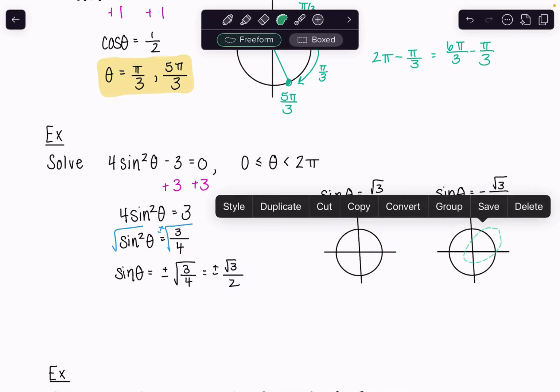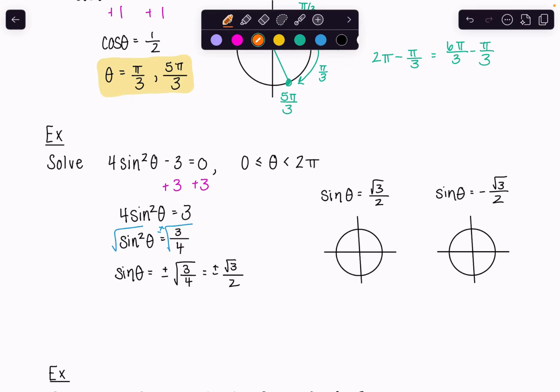So if I think about where the sine function is positive, that is going to be in quadrant 1. And to have sine have an output of root 3 over 2, that tells me it's a pi over 3 angle. So this results in two angles, pi over 3, which is the one up here, and then the second angle in quadrant 2 would be 2 pi over 3. So both of these would solve that equation.